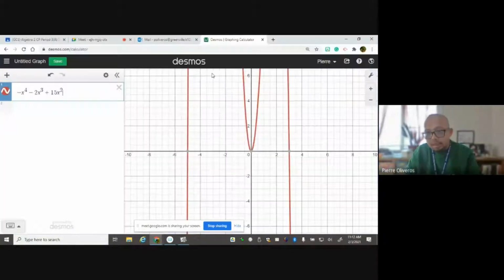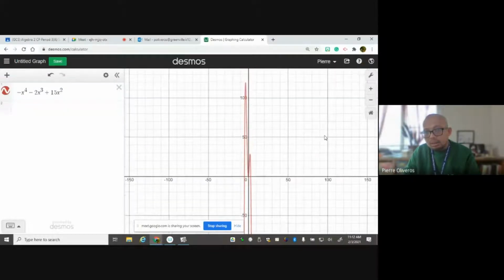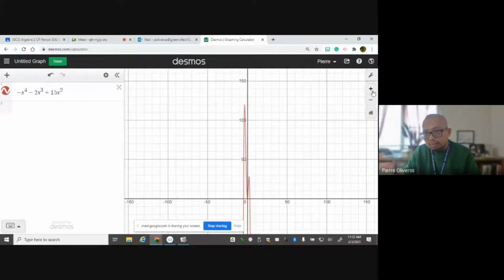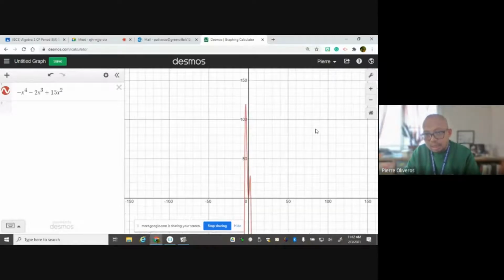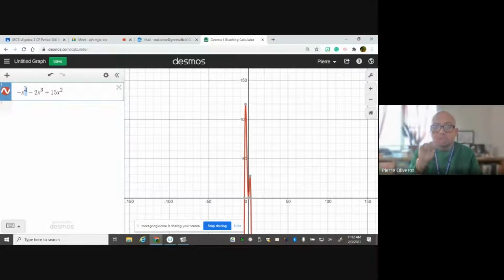If you cannot see the entire thing here, you can just minimize it and scroll it down. There you go. Just by looking at my graph here, how many turning points do we have? We have 1, 2, and 3. There are 3 turning points. And what's the degree of my function? It's fourth degree. Remember, the most number of turning points you can have is always 1 less than your degree. In this case, we have degree 4, so the turning points are 3.